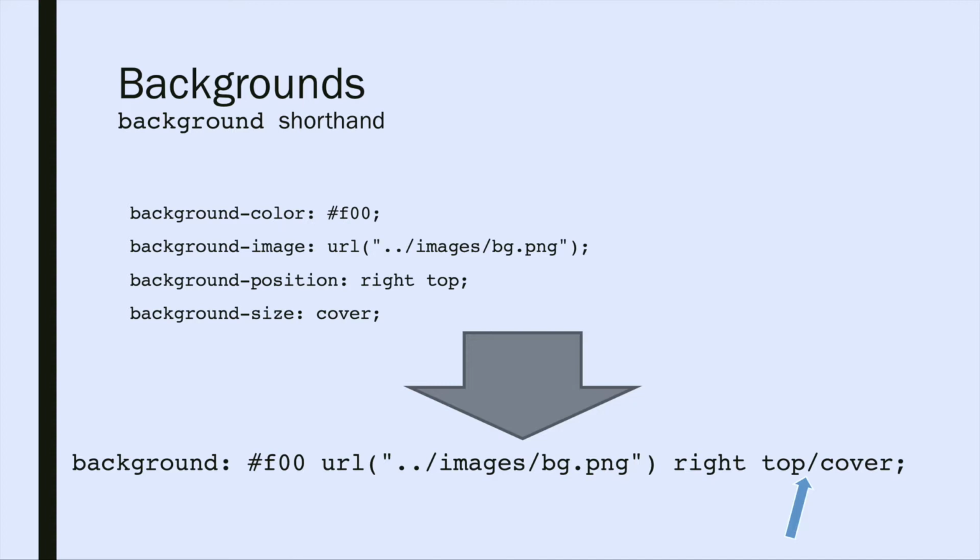So the slash separates the position from the size. Otherwise, if you just say right and top, then it may think that your position is going to be right and your size is going to be top, but that doesn't make any sense. If you just say right and cover, then again, the browser doesn't know whether or not you're trying to put things in the appropriate place. So by using the slash, you separate the position and the size.